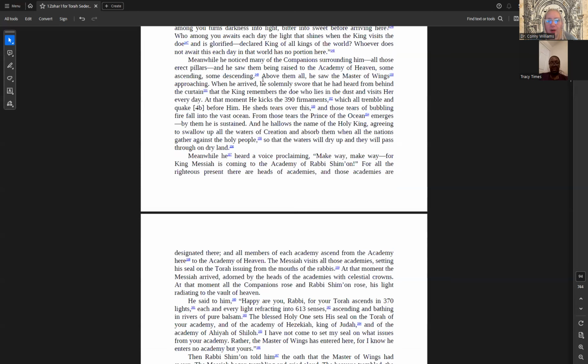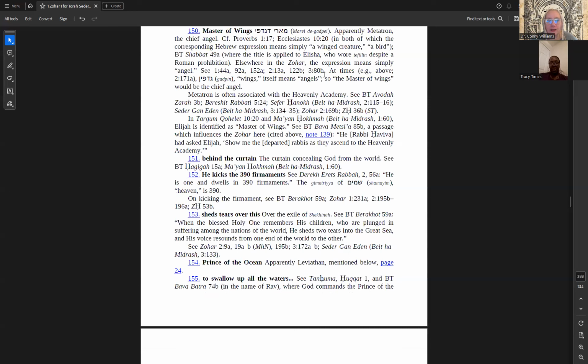All right. Above them all, he saw the master of wings. The master of wings. And here we have an Aramaic word, which I do not speak Aramaic. It sounds Spanish to me. Apparently, Metatron, the chief angel. Makes sense to me. In both of which, the corresponding Hebrew expressions mean simply a winged creature, a bird. In the Babylonian Talmud, where the title is applied to Elijah, who wore tefillin despite a Roman prohibition. Elsewhere in the Zohar, the expression means simply angel.